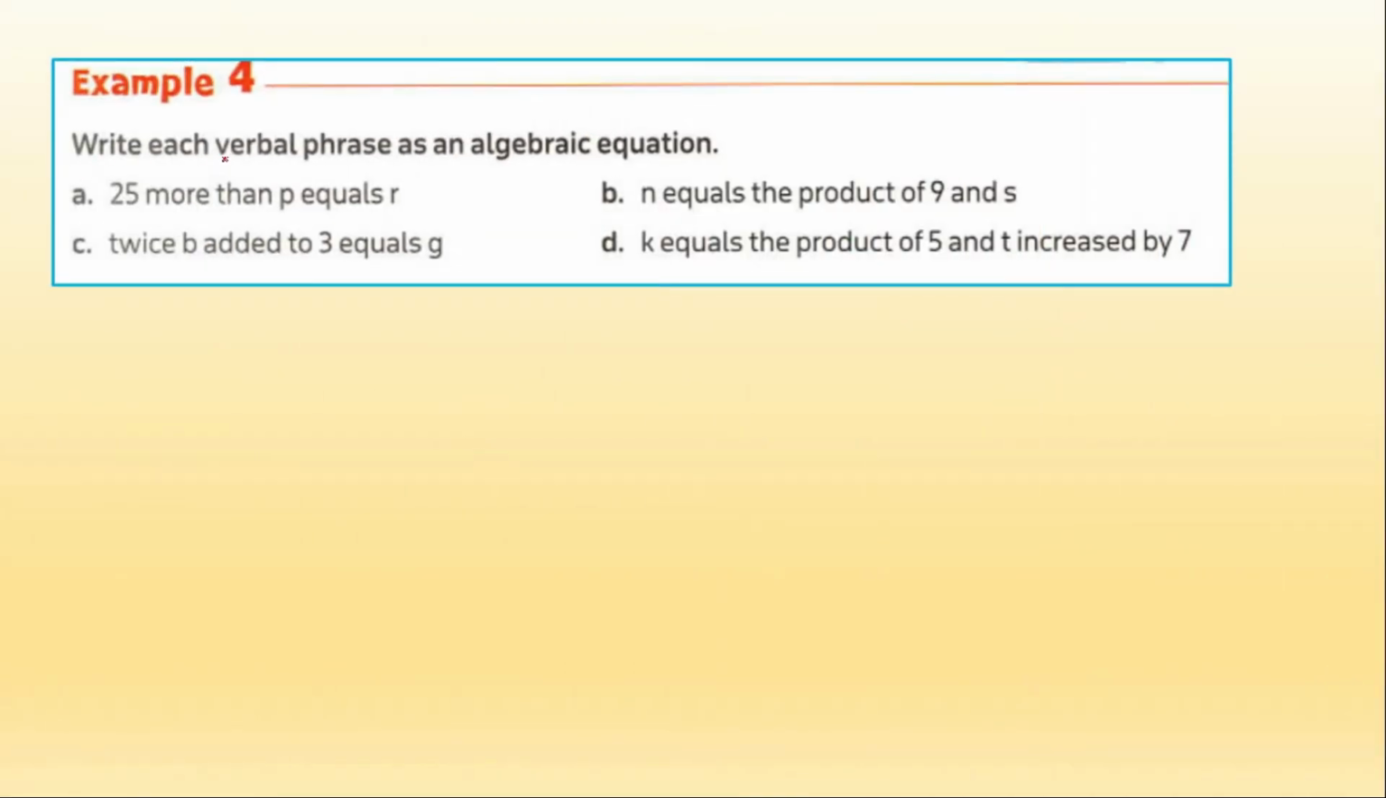Example: write each verbal phrase as an algebraic equation. We will write an algebraic equation for each of these equations, which are written in verbal form. The first one, 25 more than p equals r. Step by step. 25. More than, we said, refers to addition. More than what? p. So 25 plus p equals r. You see, step by step, no problem.